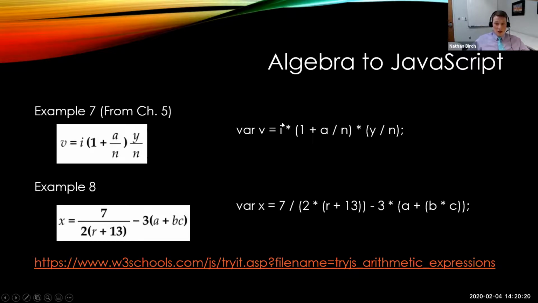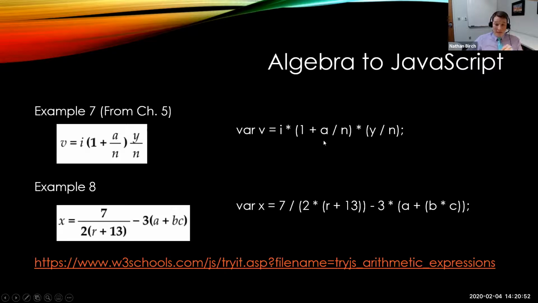Okay, so to convert this over to JavaScript, I could say I times, and then in parentheses, because I want all this to happen independently of anything else going on, 1 plus a over n. Okay, a divided by n. A lot of people, anytime they have a fraction, like to put that in parentheses, just to make it explicitly clear that that division is going to take place at the right time, no matter what else is going on. So if I wanted to, I could say 1 plus parenthesis a divided by n, and then close that parenthesis. I could do that and it would work just fine.